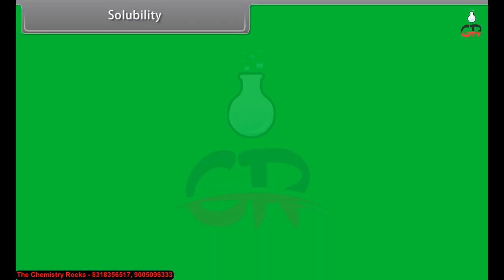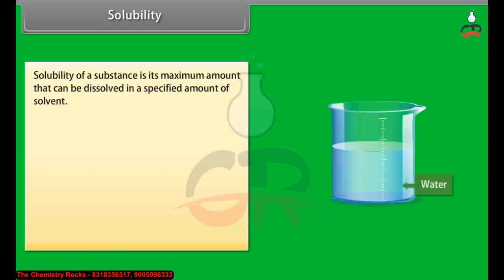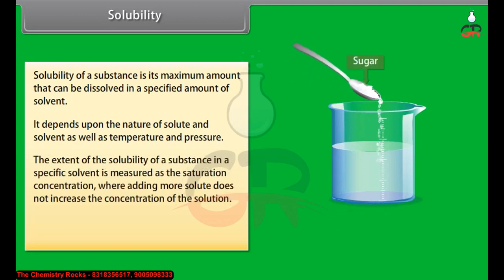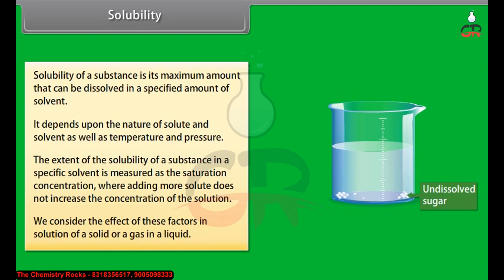Solubility. Solubility of a substance is its maximum amount that can be dissolved in a specified amount of solvent. It depends upon the nature of solute and solvent, as well as temperature and pressure. The extent of the solubility of a substance in a specific solvent is measured as the saturation concentration, where adding more solute does not increase the concentration of the solution. We consider the effect of these factors in solution of a solid or a gas in a liquid.